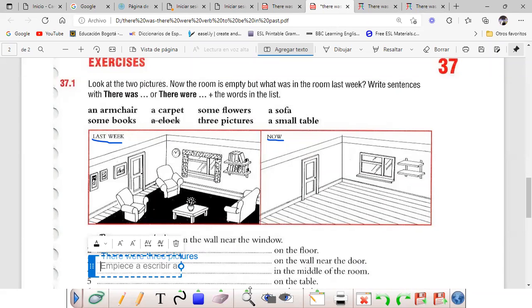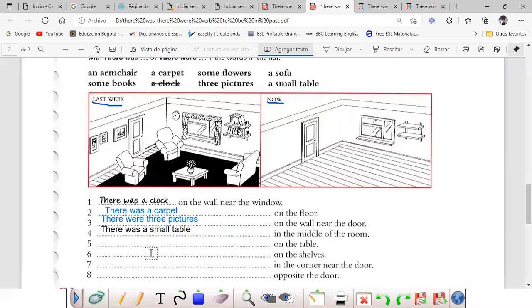There was a small table in the middle of the room. Excellent, Michelle. You are right, completely right. Number 5. There were some flowers on the table. Excellent. What's your name? Santiago. Very good. There were some flowers on the table. We have to say there were because flowers is plural. Any other person?